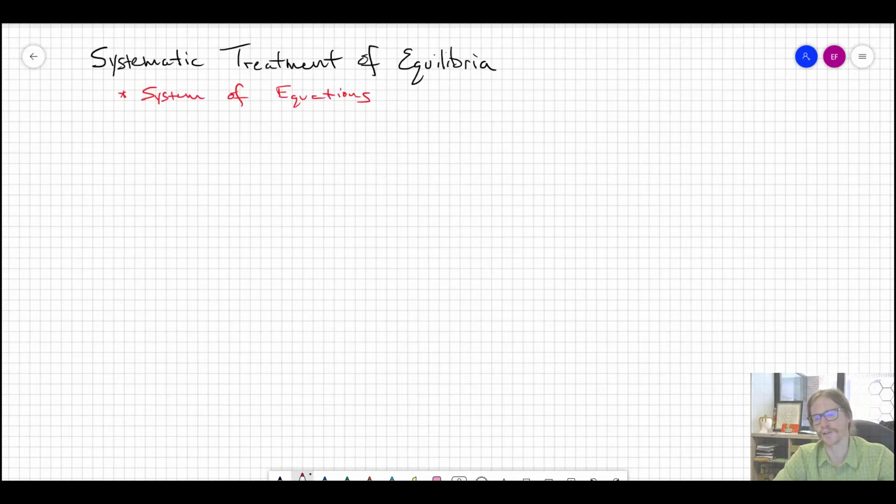In less abstract terms, what it really means is writing a system of equations, mostly in the form of equilibrium expressions, such that the number of equations that we have is equal to or greater than the number of unknown variables. We can solve that system of equations using a variety of techniques. In this class, we'll use just substitutional algebra.